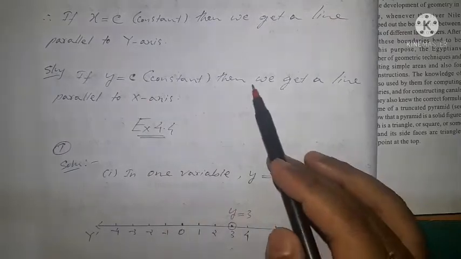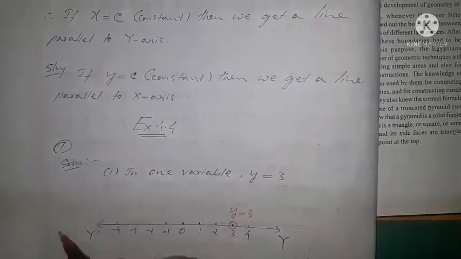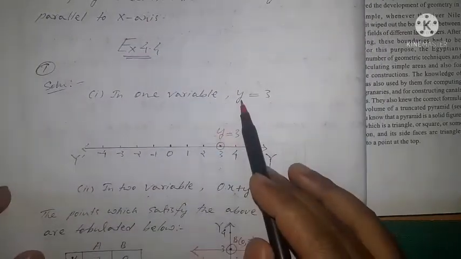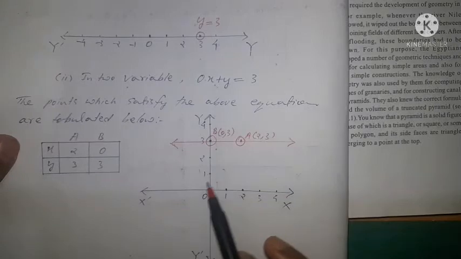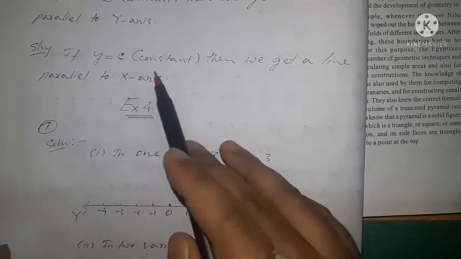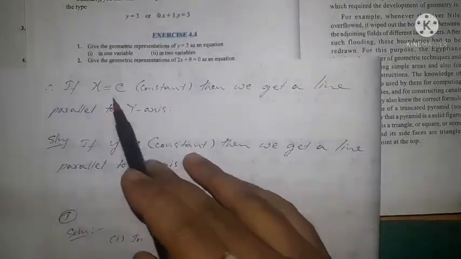If we draw a line through these points, we can see that this line is parallel to the x-axis. As we have already mentioned in the second point, if y is constant, then we get a line parallel to the x-axis. Here in the question it is given y is equal to 3, that means y is constant. Therefore we obtained a line which is parallel to the x-axis, so this condition is satisfied. If y is constant, we get a line parallel to the x-axis, and if x is constant, then we get a line parallel to the y-axis.